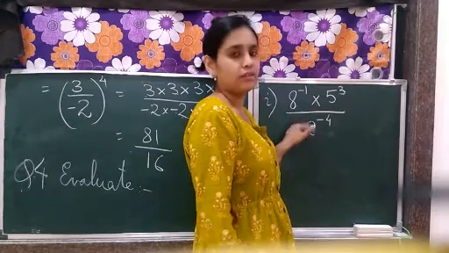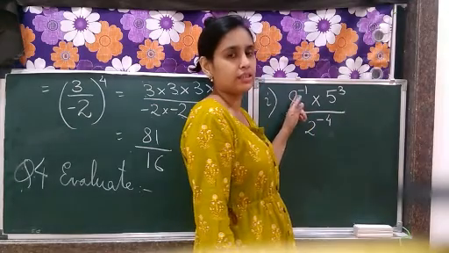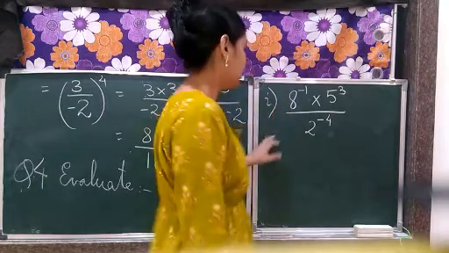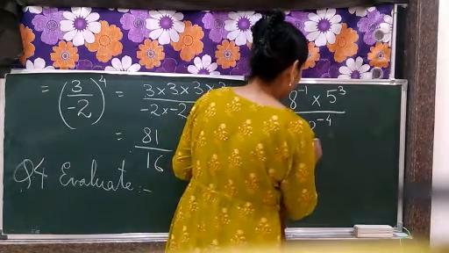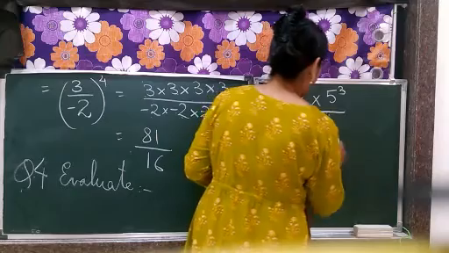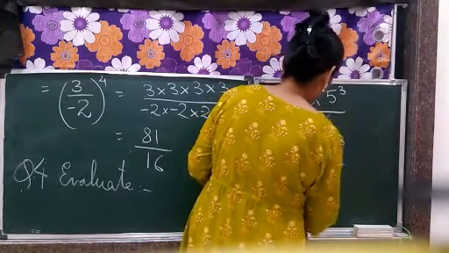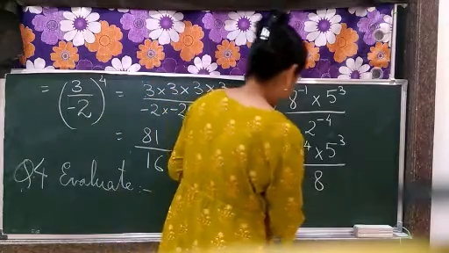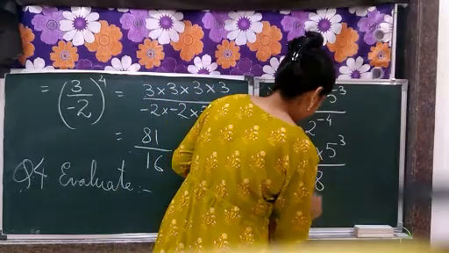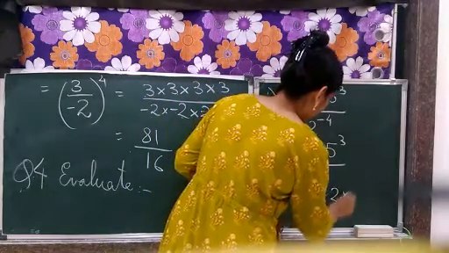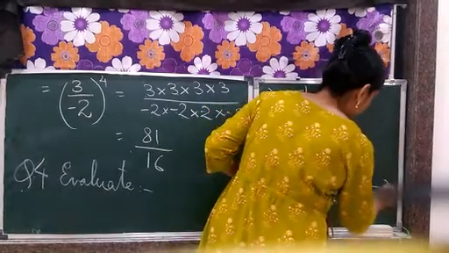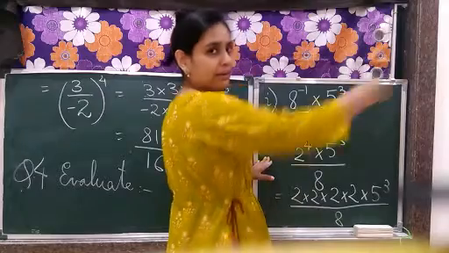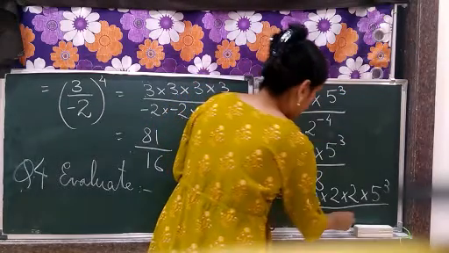2 is not on the top, no? So 2 is where? Down. So it will be 1 by 2, which will become 2 by 1. So let's do that. 2 raised to 4 into 5 raised to 3 upon 8. Then 2 into 2 into 2 into 2 into 5 raised to 3, to solve 8, we are going to separate 2. 2 ones are 4.